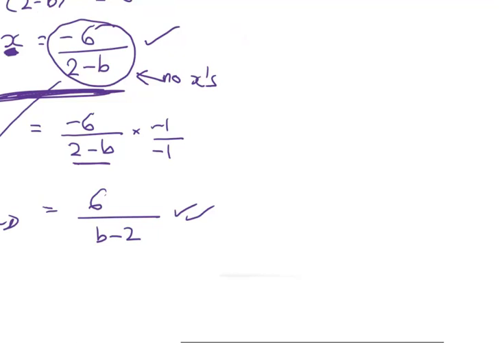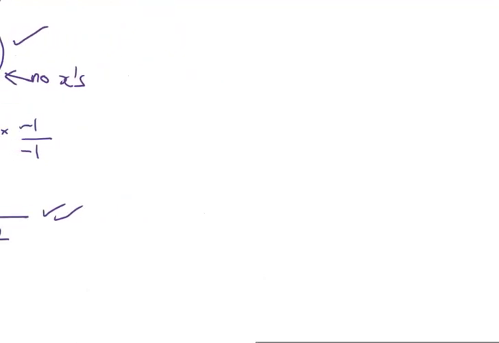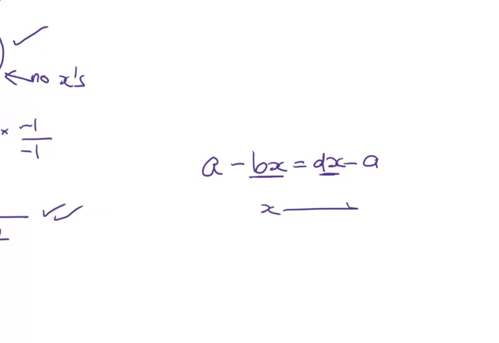Okay, the next question is a minus bx equals dx minus a. Here we've got x's here and we've got x's here. I'm going to combine, which way am I going to go here? I think this time I'm going to do all of the x stuff this way, and I'm doing that because I've got a takeaway here. So I'm going to add on bx to both sides.